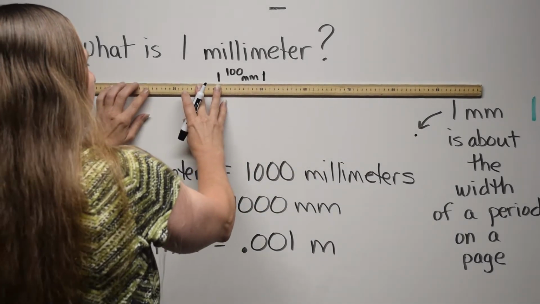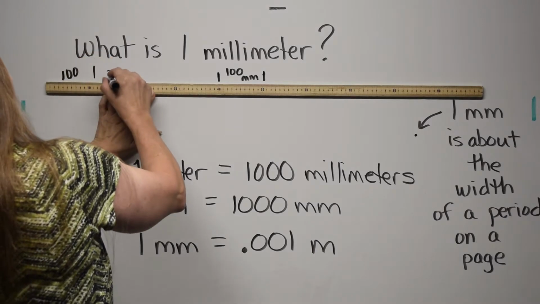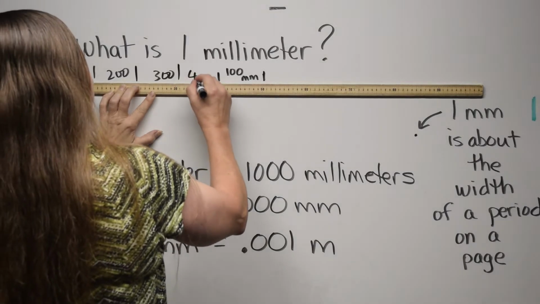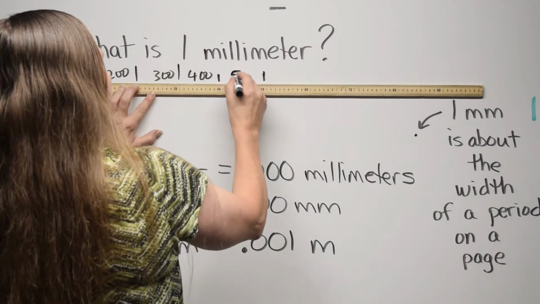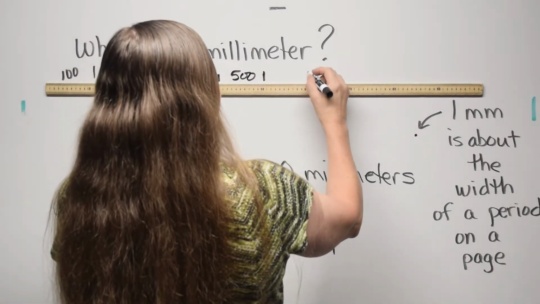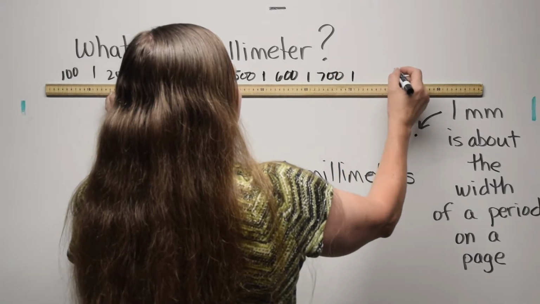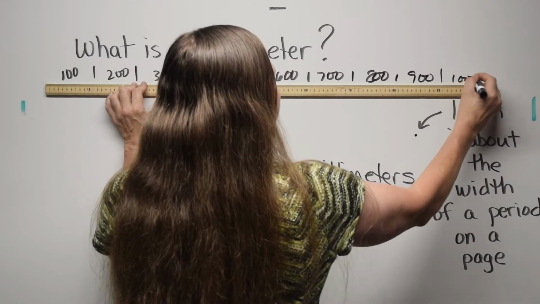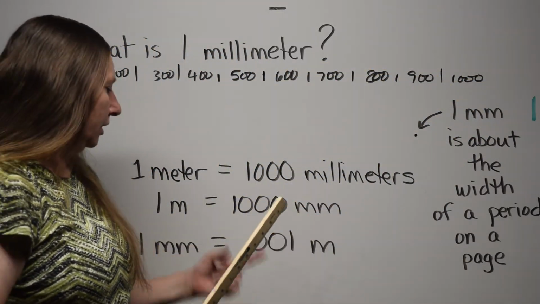All right, so what you've got here is you've got 100, 200, 300, 400. All right, here's another 100. That makes 500, 600. We're counting by hundreds. 700, 800, 900, 1,000 little tiny itty bitty millimeters in 1 meter.